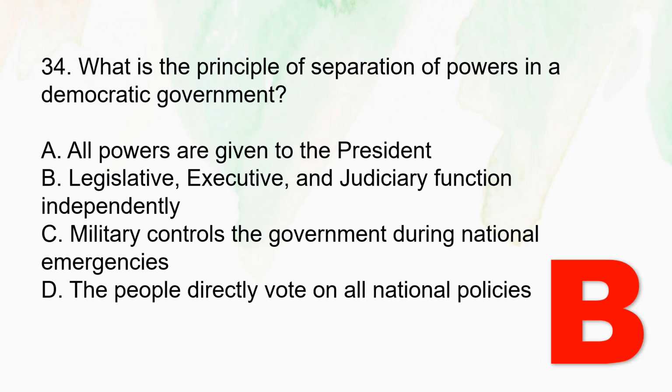Okay, the best answer is, of course, letter B. Legislative, executive, and judiciary function independently. We call it the separation of powers. Separation of powers prevents any one branch of government from becoming too powerful, ensuring a balance between lawmaking, law enforcement, and law interpretation.